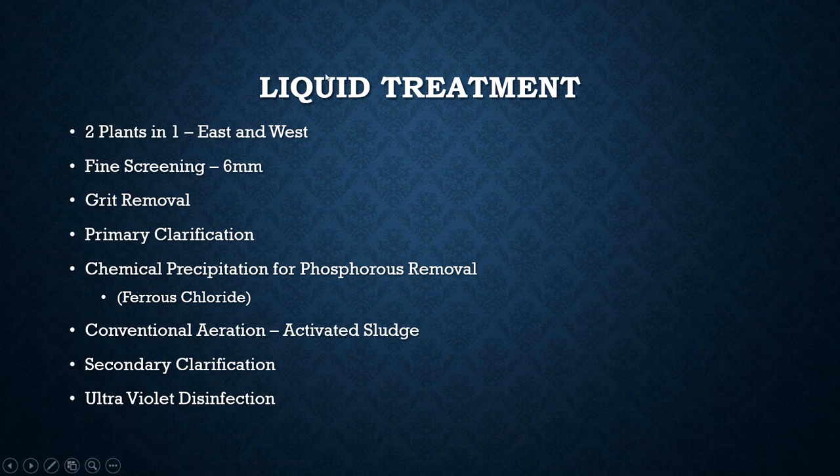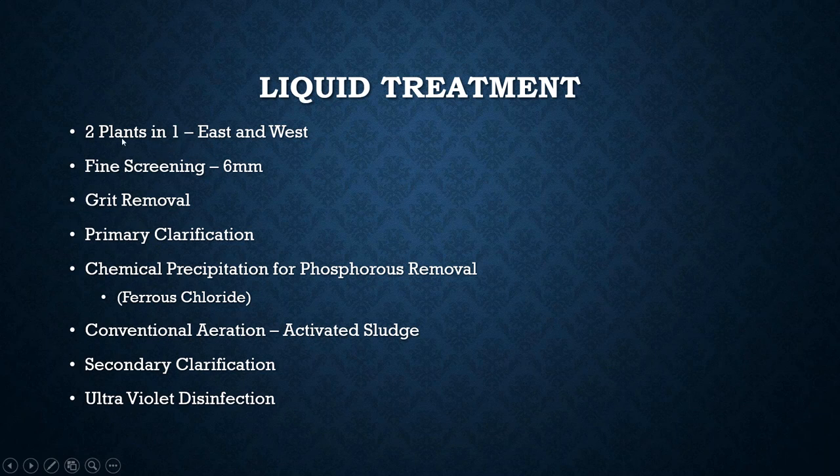On the liquid treatment side for the wastewater coming in, we are actually two plants in one. The wastewater comes in our 90-inch sewer to our headworks, and then we split the water into two treatment streams, which are called the east and the west. Oddly enough, they're on the east side of the facility and the west side of the facility.